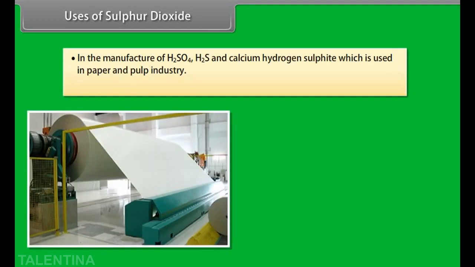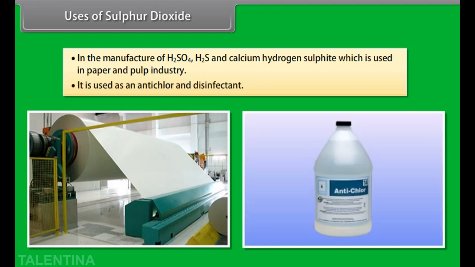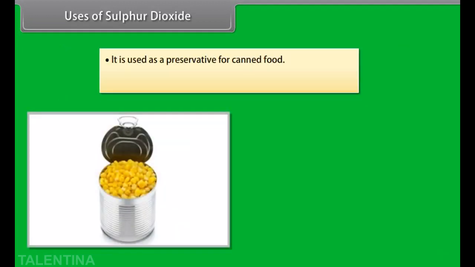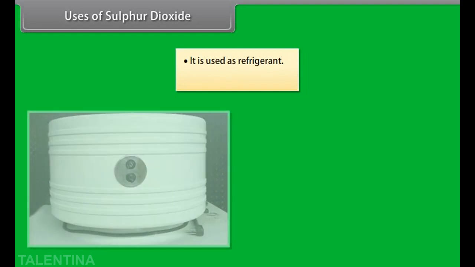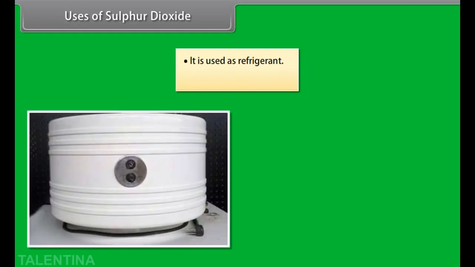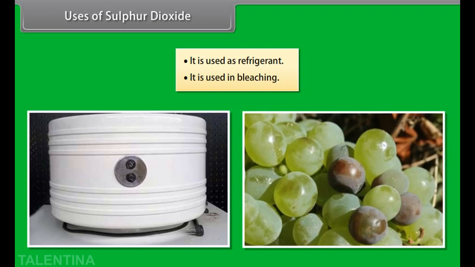Uses of sulphur dioxide. The important uses of sulphur dioxide are the following. In the manufacture of H2SO4, H2S and calcium hydrogen sulfite, which is used in the paper and pulp industry. It is used as an anti-chlor and disinfectant. It is used as a preservative for canned food. It is used in refining petroleum and sugar. It is used as a refrigerant. It is used in bleaching.